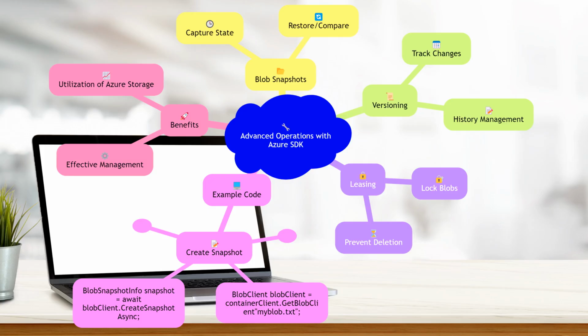Advanced operations with the Azure SDK include features such as blob snapshots, versioning, and leasing. For example, you can create a snapshot of a blob to capture its state at a specific point in time. BlobClient equals containerClient.GetBlobClient my-blob.txt. BlobSnapshotInfo snapshot equals await blobClient.CreateSnapshotAsync. This code creates a snapshot of the blob, allowing you to restore or compare its state later. Advanced operations provide powerful tools for managing and utilizing Azure Storage effectively.